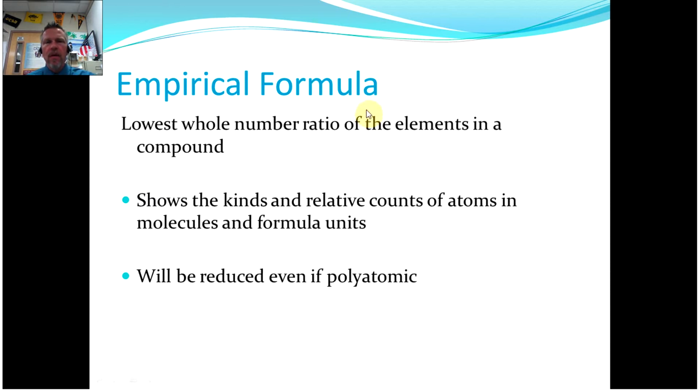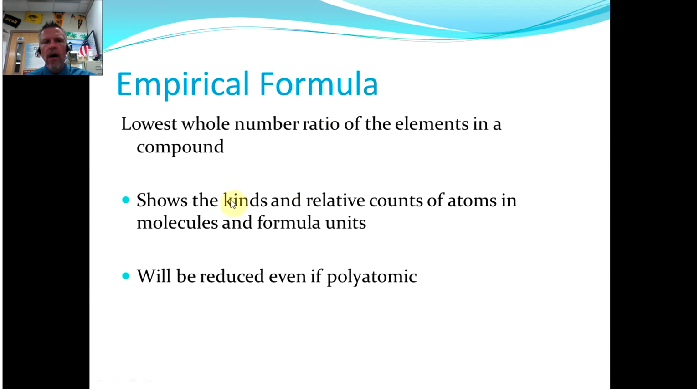Both empirical and molecular formulas are ways of describing the elements that make up a compound. The empirical formula is not the one that we've been using up until now, so it might look a little unfamiliar. It's the lowest whole number ratio of the elements that appear in the compound. The lowest whole number ratio, all right?